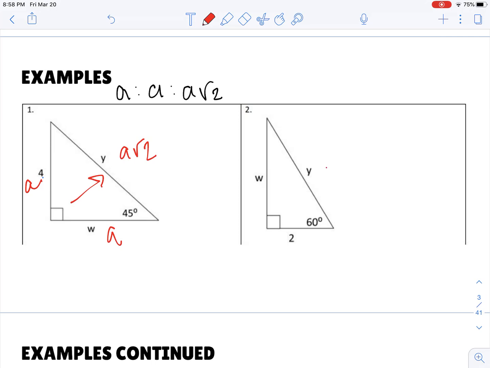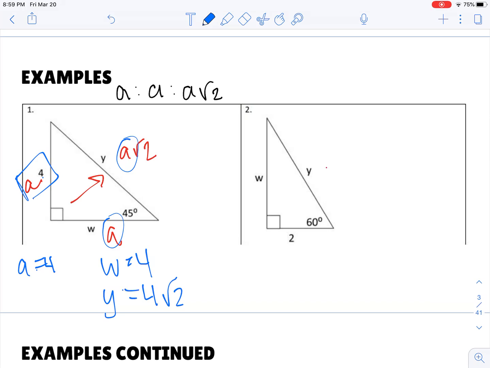Making this connection and labeling these sides helps us figure out where everything else belongs, because we know that A equals 4, because that's a leg. So we have that A equals 4 and we can use substitution. This would mean that W equals 4, and this would mean Y equals 4 square root of 2. I'm just substituting in for the A's, because A equals 4. W equals 4, and Y equals 4 square root of 2. I can't simplify 4 square root of 2 anymore. This is my final answer.